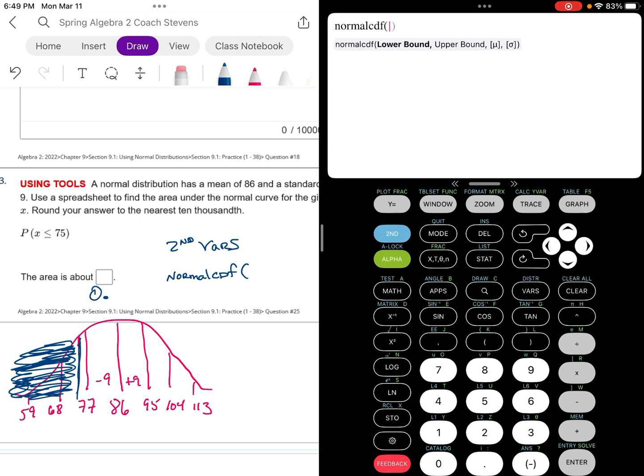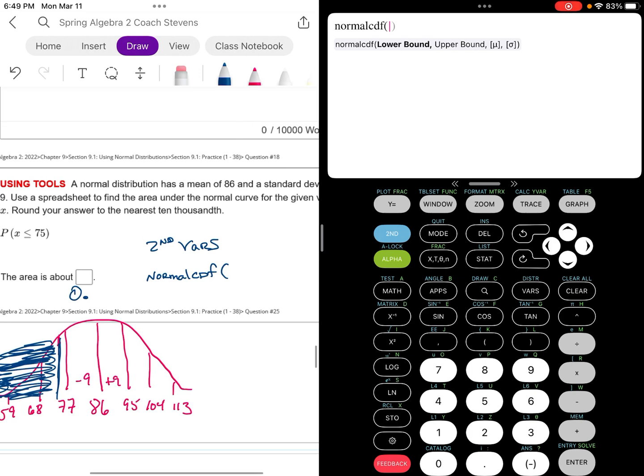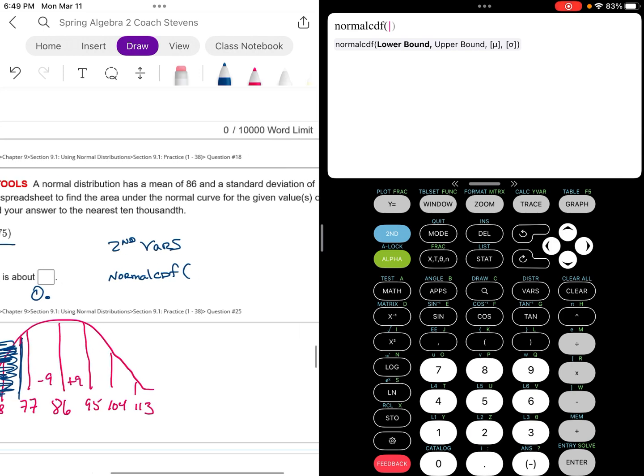But they give us an idea on the bottom where we need to put in our lower bound, upper bound, and so forth, and then the mean and the standard deviation. Well, the lower bound is how far to the left do you want to go? Are you starting from the left, going to the right? We want everything less than or equal to 75, so 75 is actually our upper bound. Let's just put something like negative 10,000, a really small number.